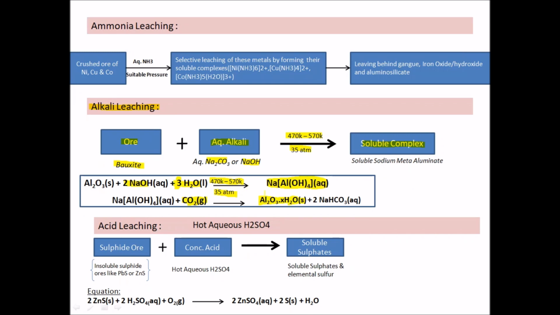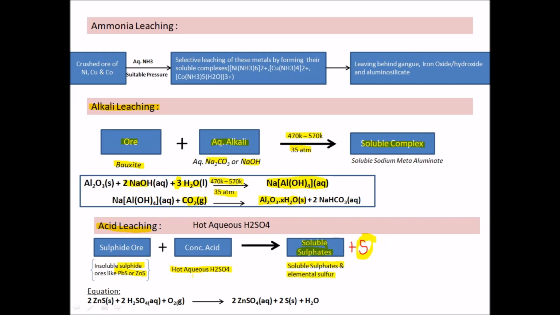Now in the next type of leaching, we have the fourth type of leaching, which is called acid leaching. As the word implies, sulfide ore especially is made to undergo acid leaching. So sulfide ore, which consists of an insoluble sulfide like galena or ZnS, is treated with hot aqueous sulfuric acid, when soluble sulfates are formed and elemental sulfur is also obtained. So the insoluble sulfide gets changed into soluble sulfates and elemental sulfur is obtained.